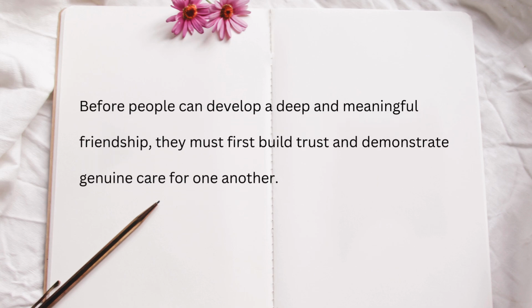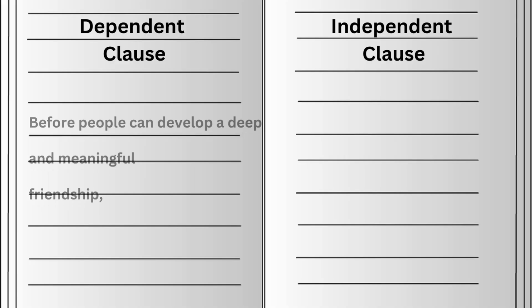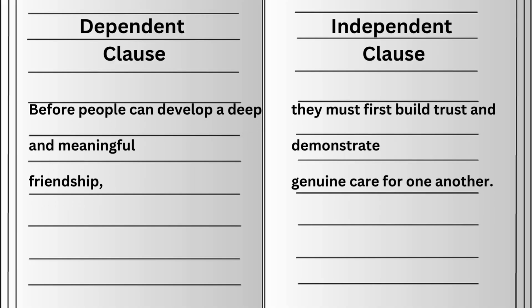Here is another example of a complex sentence. Before people can develop a deep and meaningful friendship, they must first build trust and demonstrate genuine care for one another. In this sentence, before people can develop a deep and meaningful friendship is the dependent clause, and they must first build trust and demonstrate genuine care for one another is the independent clause.